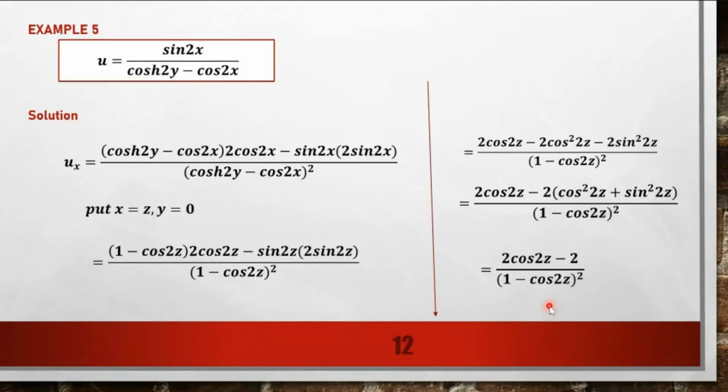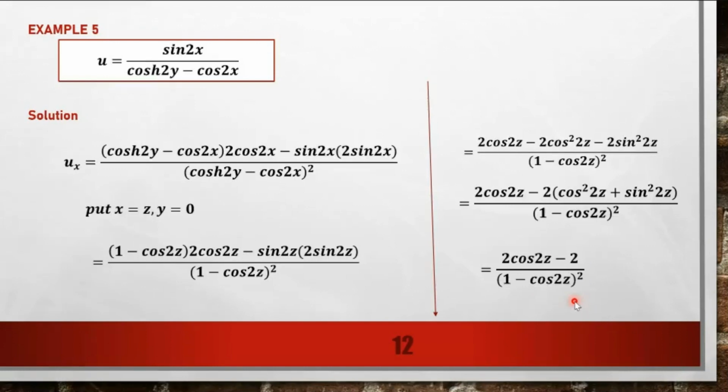ठीक है? So I'm repeating it again. To calculate ux, I have applied u by v method, v du minus u dv upon v square. Put x is equal to z, y equal to 0. I've just substituted for y equal to 0 and x is equal to z. And then I've opened the bracket here. Combine second and third term, because cos square plus sin square will become 1. It reduces to 2 cos 2z minus 2 upon this.